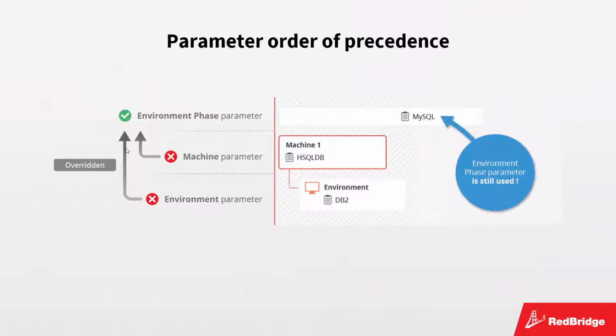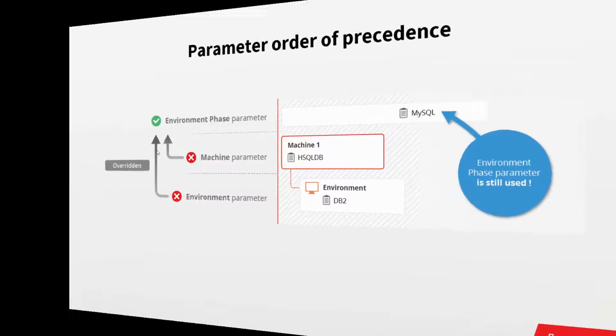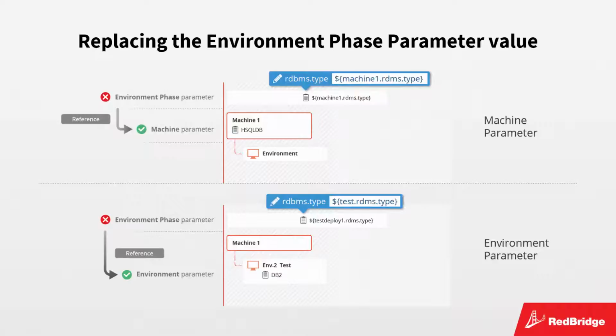However, there is one hierarchical rule to respect. The environment phase parameter always takes precedence over the other defined parameters. As a consequence, in our example, MySQL would still be used when creating the level request, as that is the value of the environment phase parameter, which overrides the values of all other parameters. So, what to do to enforce the usage of the specific machine or environment parameter and to avoid them being overridden by the environment phase parameter?